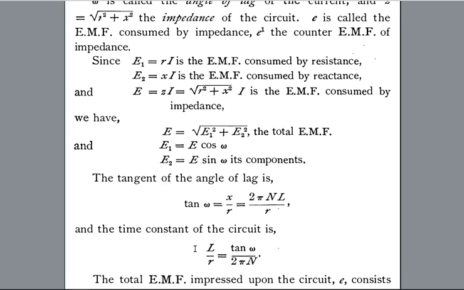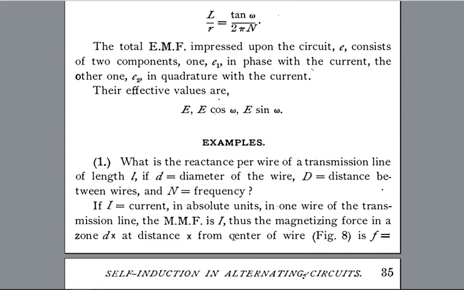The tangent of the angle of lag is tangent omega equals X over R equals 2 pi n L over R. And the time constant of the circuit is L over R equals tangent omega over 2 pi n. The total electromotive force impressed upon the circuit E consists of two components, one, E1, in phase with the current, the other, E2, in quadrature with the current. Their effective values are E1 equals E cosine omega, E2 equals E sine omega.